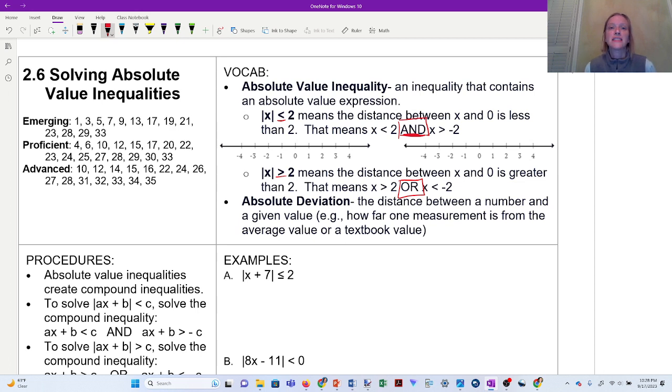If the absolute value of x is less than 2, then that means that x is less than 2 and x is greater than negative 2.